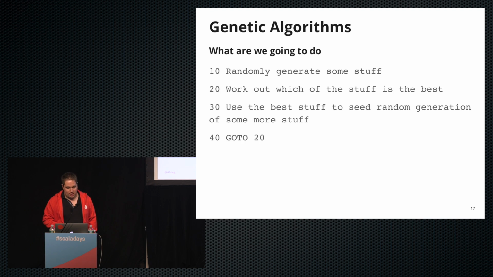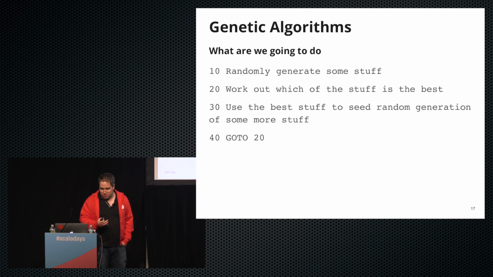So what we're going to do here is the monkeys with typewriters trick, and we're going to write some Shakespeare. So we're going to randomly generate some stuff. We're going to look at the stuff and work out which of the stuff is the best. And then we're going to use that best stuff to seed more generation of random stuff. And then we'll just keep doing this. And as long as we know what's the best, we can always pull that out and use that to create more and more good things.